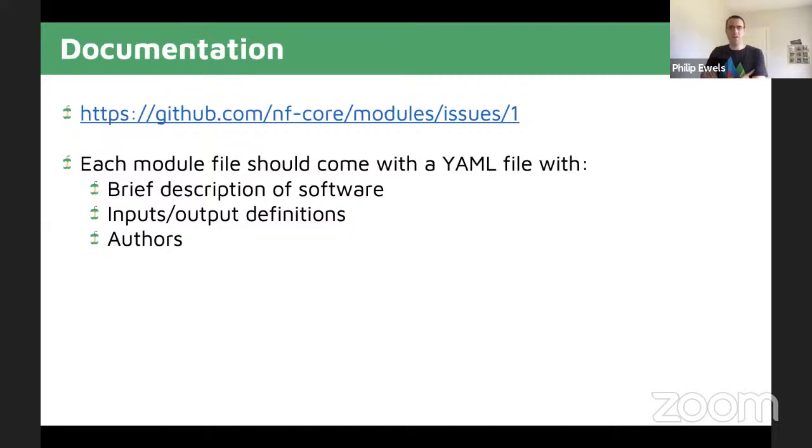We need to document what we're doing in NF Core modules so people know what's there and how to use it. This is slightly up for grabs, but the suggestion so far is that we write a YAML file, just a structured text file which sits with each module and describes what the module does, what the inputs and outputs are, and who wrote it. We're not doing anything with this yet, but the intention is in the future that we can use this for automatic documentation, maybe some kind of validation and testing, things like that you can imagine.